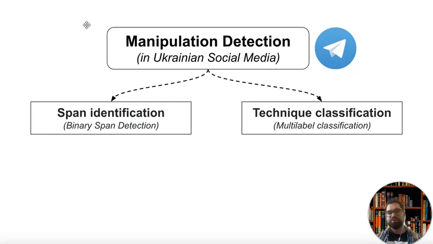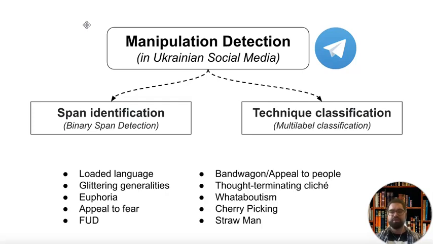Technique classification is a multi-label classification task, and the challenge is to assign one or multiple labels to the text, and the label itself indicates which manipulation the particular text contains. In total, there are 10 different manipulations that were presented. Loaded language, glittering generalities, euphoria, appeal to fear, FUD, which is fear, uncertainty, and doubt, bandwagon, cliché, whataboutism, cherry picking, and strawman.